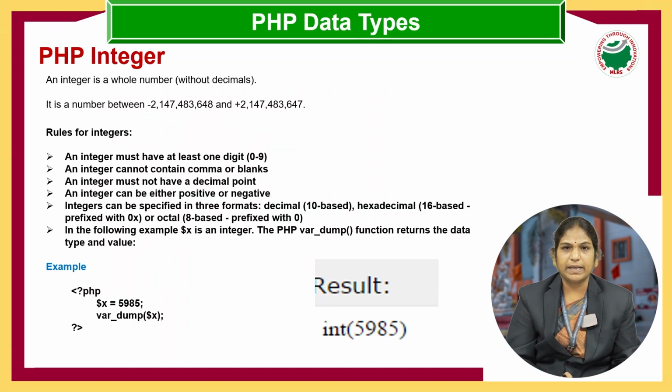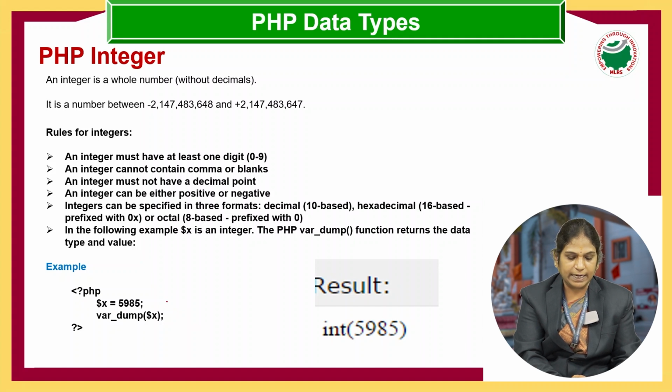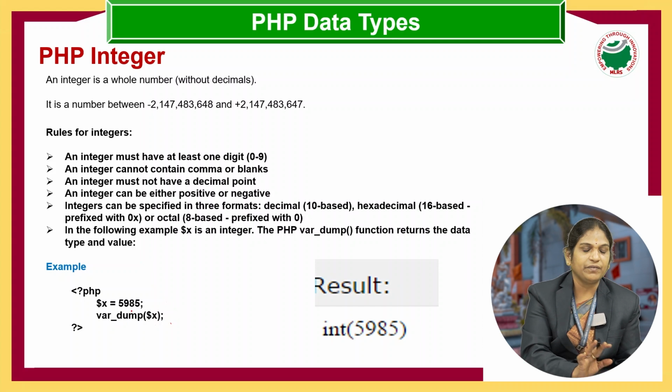And integer, PHP integer. An integer means it is a whole number without any commas, without any decimals, and it must have at least one numeric digit from 0 to 9. It cannot contain any commas or anything. Just one example which we are going to use to display the integer data type is PHP $x equal to 5985 and var_dump of $x. What I told you, var_dump is the function which is going to tell the data type of the variable.